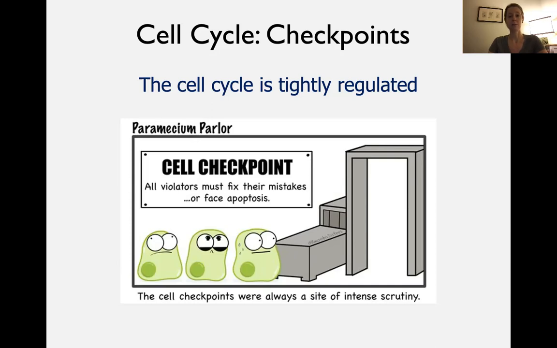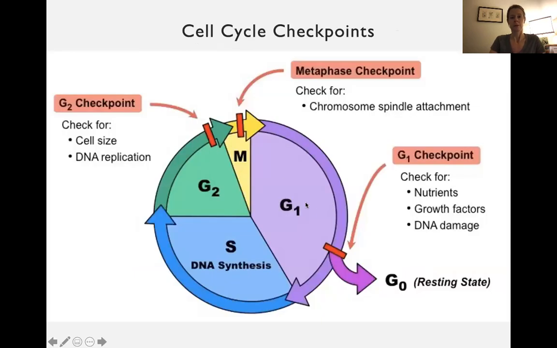Okay, so now we're going to talk briefly about checkpoints, cell cycle checkpoints. The cell cycle is very tightly regulated. If it goes wrong, it can cause a lot of issues, including cancer, which I'll talk about briefly after we go through some of these checkpoints. There are 3 checkpoints you want to be familiar with.